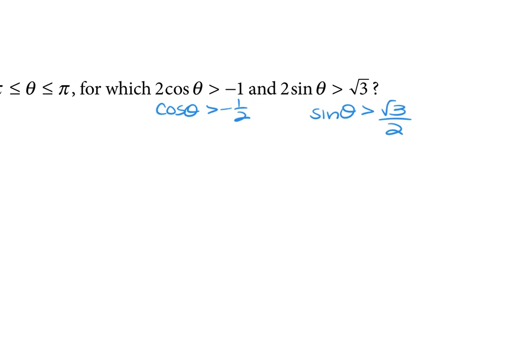So if you think about where this happens, to me it's easier to see a unit circle than it is to see your curves. So where is cosine equal to negative 1/2?